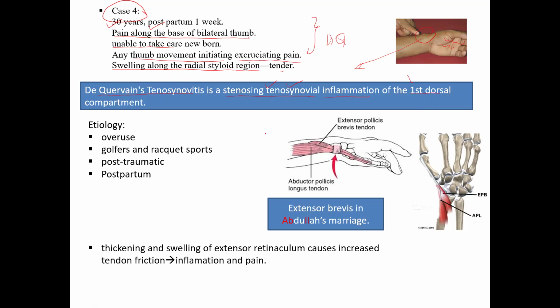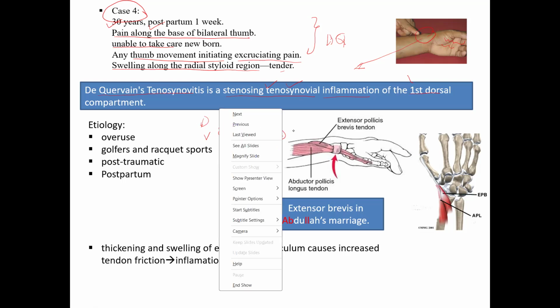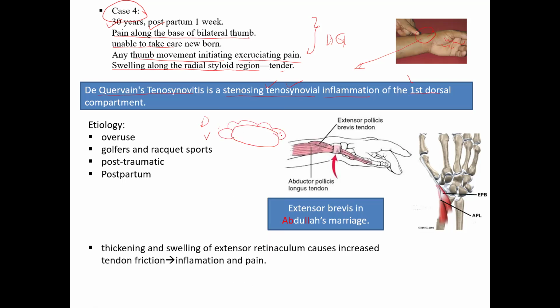Dorsal compartment is when you see the radius and ulna at the wrist. This is dorsal aspect. This is volar aspect. So dorsal aspect is divided into six compartments. So this is affecting the first compartment on the dorsal aspect.